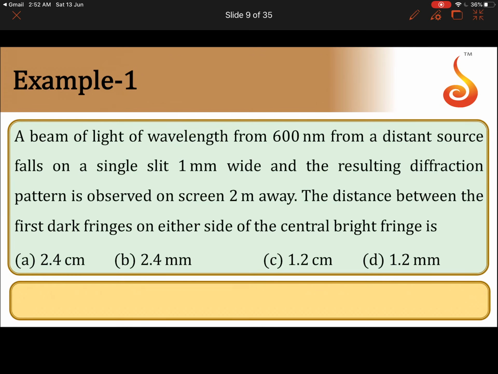So in this problem, let's assume that the separation between the first maximas on either side of the central maxima is x. So we have a screen and then we have a source. Let's say this is the first maxima on the upper side, and then this is the second maxima. This is the first maxima on the lower side. Then the distance between them is x.